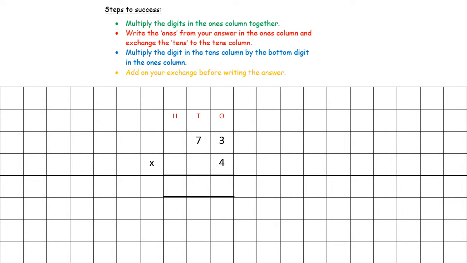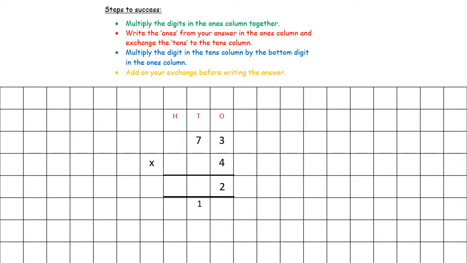So the first step to success is multiply the digits in the ones column together. So that is the 3 and the 4, okay? So what is 3 times 4? We know that that's 12. But the number 12 has 1 ten and 2 ones. So we don't just write 12 underneath the ones column, we have to write the ones from our answer in the ones column and exchange the tens to the tens column. So 12. That means the tens goes underneath the tens column.